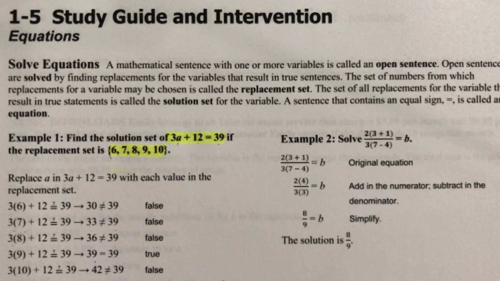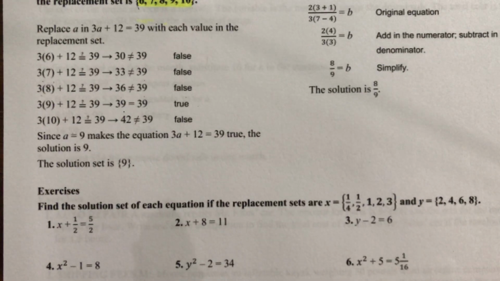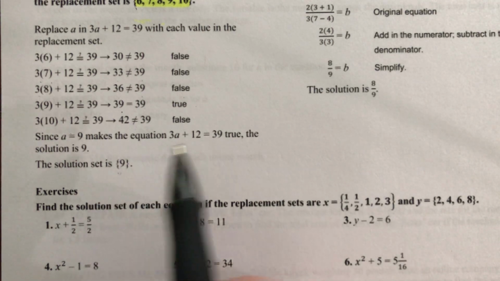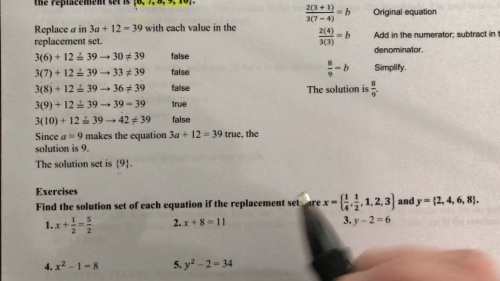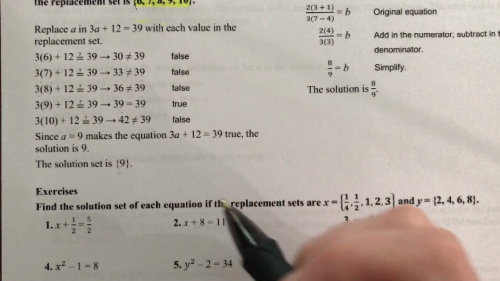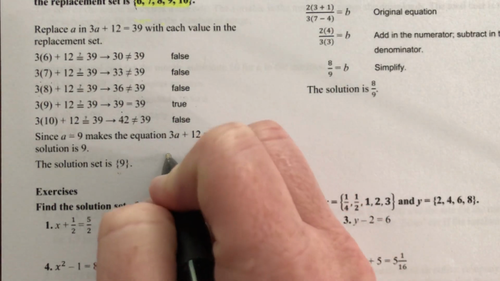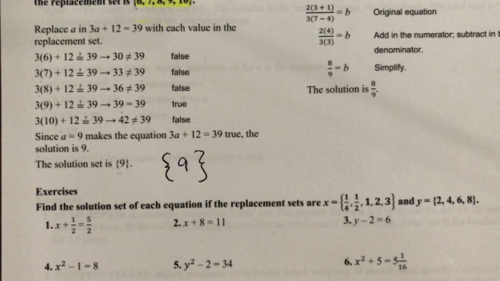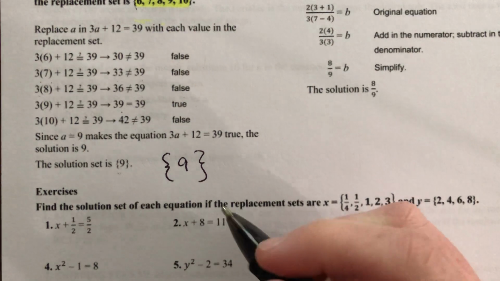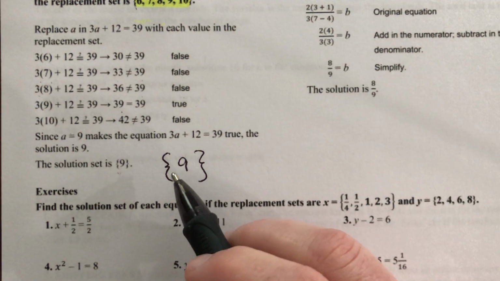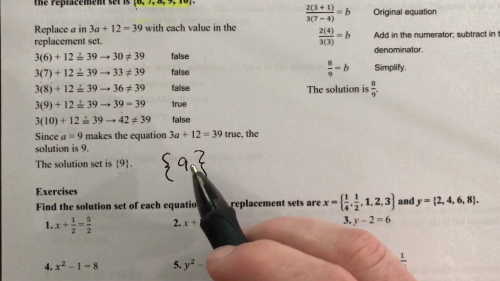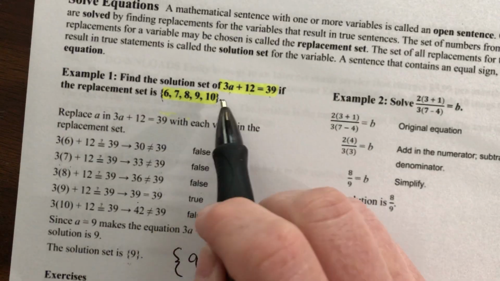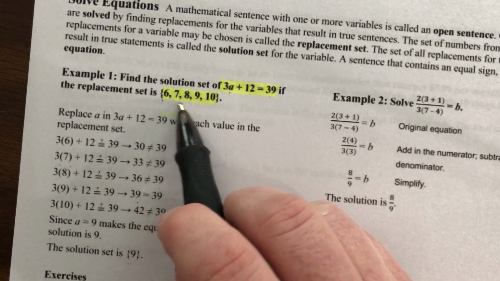So when we write our solution set, we write it with these little squiggles around it, which are braces. If it was just x equals 9, we would write x equals 9. But since we're using the notation for replacement and solution sets, we always put them in braces. So if our answer was two numbers, let's say 8 and 9, we would put 8, 9 inside the braces. Anything inside the braces is a solution to this equation based on the replacement set.